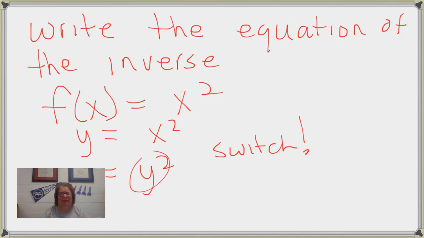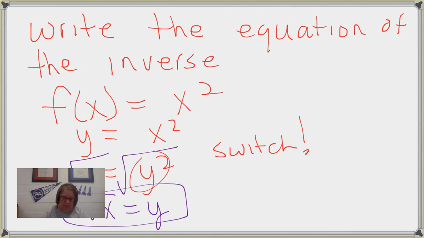How do we get rid of squared? What's the opposite of squared? You're right. It's square root. So I would take the square root of this side. If I take the square root of this side, I have to take the square root of this side. And we're going to find out we have to put a plus or minus there. We'll talk about that more later. Okay. Switch and solve. Switch x and y. Solve for y.